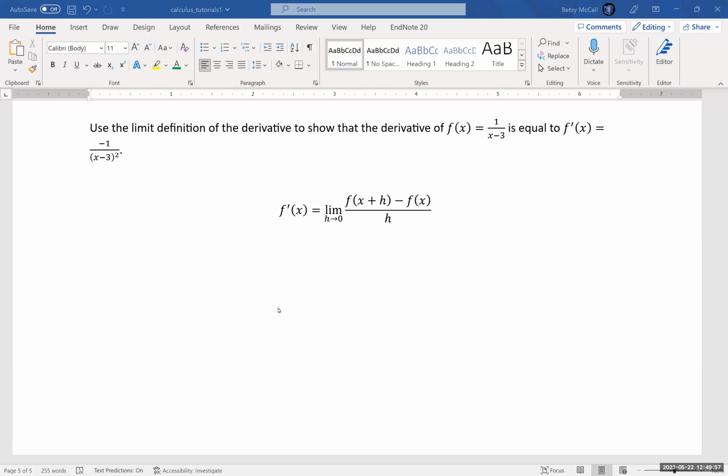All right, so in this video, we're going to look at a rational expression. And I've chosen a relatively simple one, but it will illustrate the process that we have to go through and the tricks that have to be applied, if you want to call them that. All right, so our original function is 1 over x minus 3, and we want to show that the derivative is negative 1 over x minus 3 quantity squared.